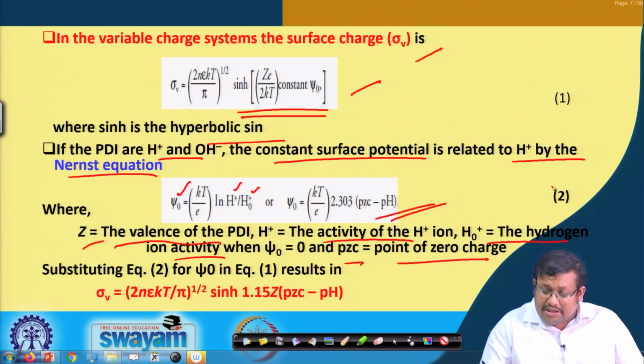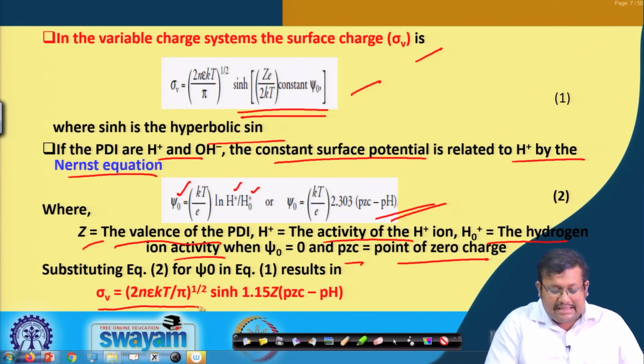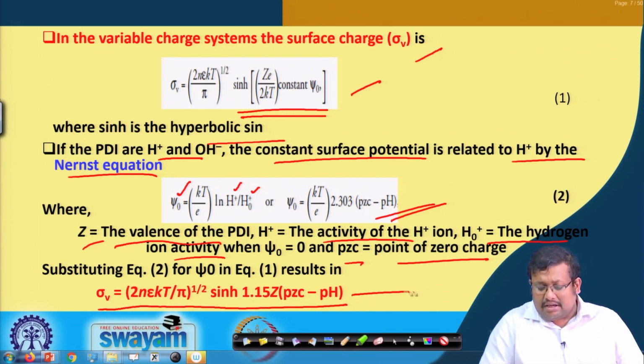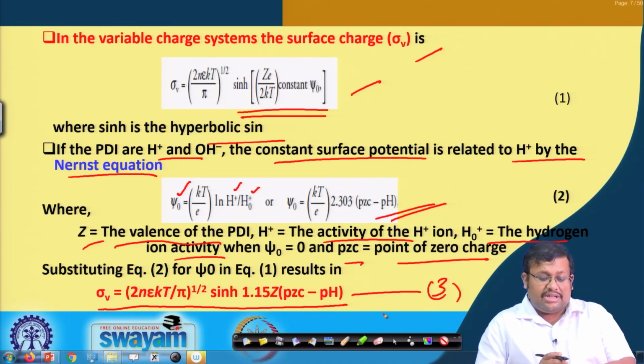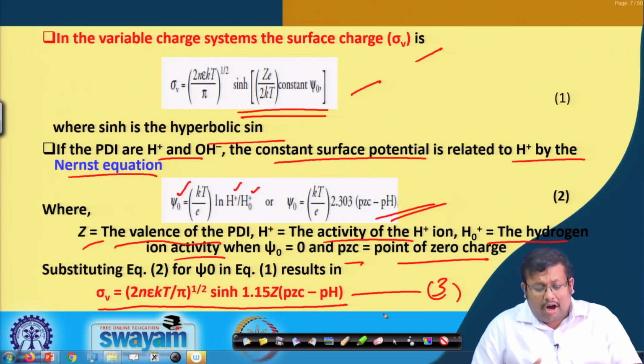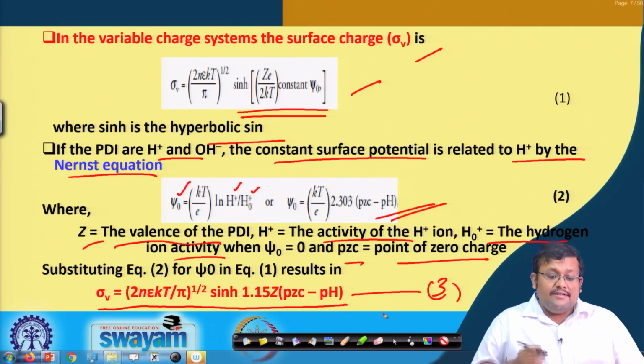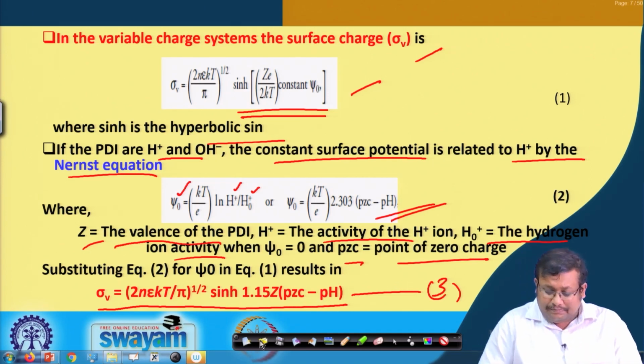Now, if you substitute this value of psi 0 from equation 2 into equation 1, we will get this equation. This is called equation 3. So this is the third equation which you get for the surface charge of a variable charge system.